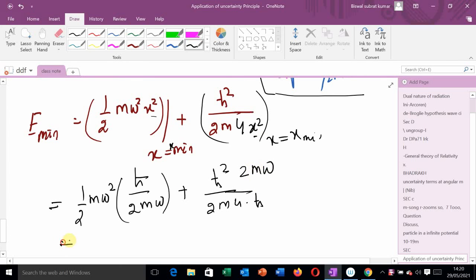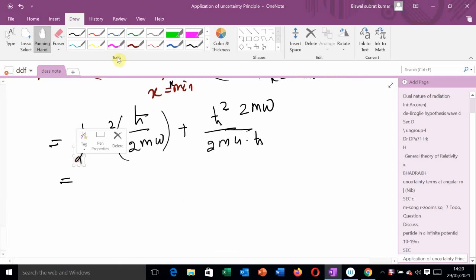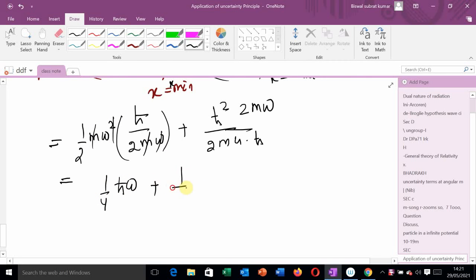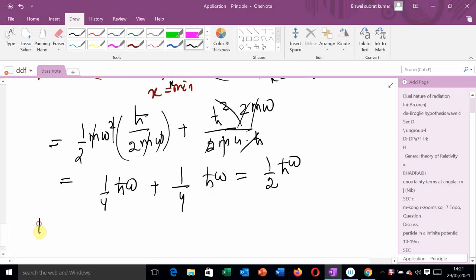Now if you simplify this equation, what do we get? m will cancel out, one omega will cancel out, this will be 1 by 4 h cross omega plus 1 by 4, here also 2 will cancel out, one h cross will cancel out. So what do we get? Half h cross omega. This is the ground state energy or minimum energy, half h cross omega, of a harmonic oscillator.